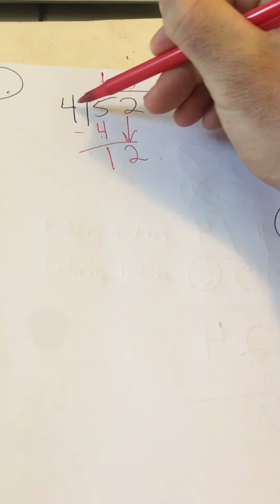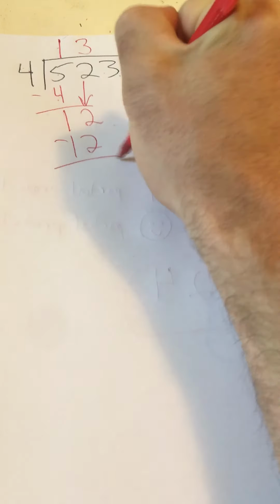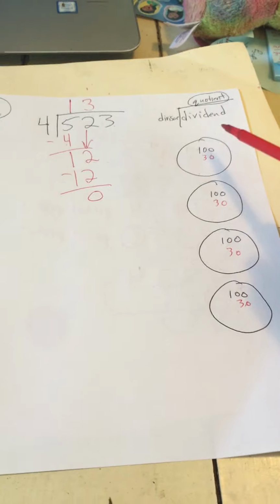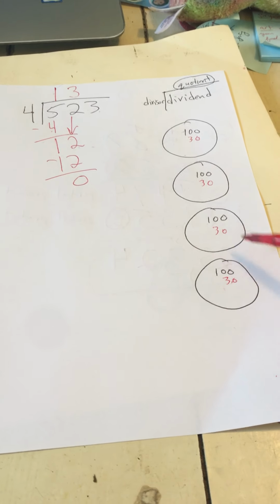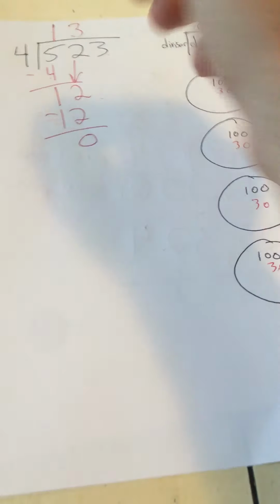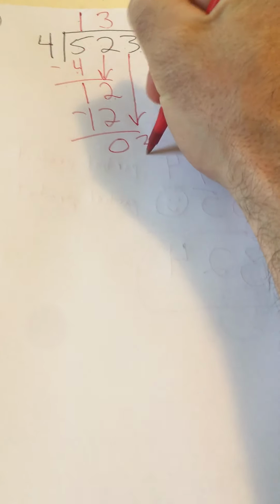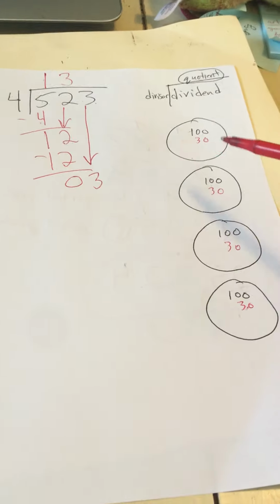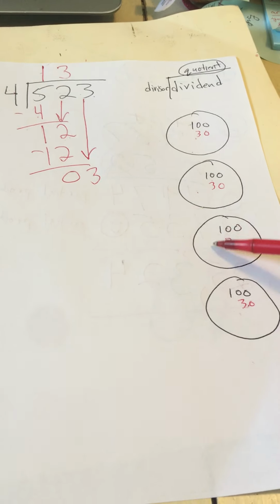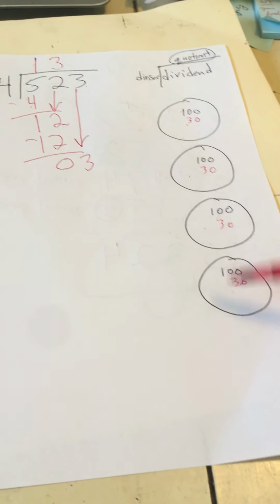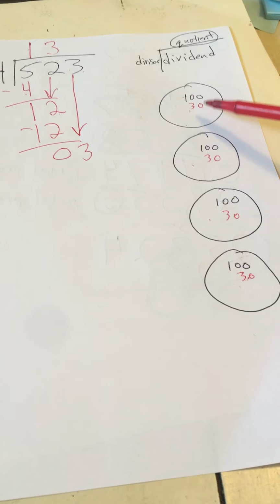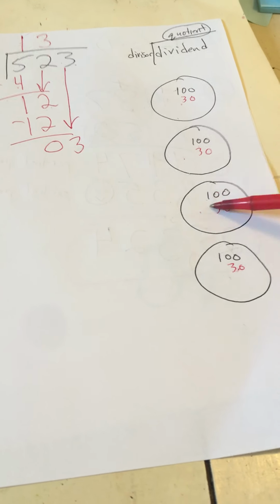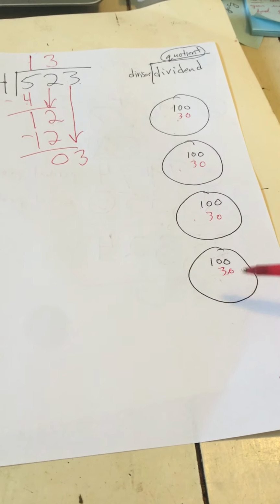Now we multiply. 4 times 3 is 12. So we don't have any tens left. We used all the tens. They equally went into all 4 of those groups. But now we still have 3 ones. And here comes the trouble. You can't put 1, 1, and 1 because then those groups won't be equal. There have to be 4 equal groups. This one will have 131, 131, 131, and this one will only have 130.